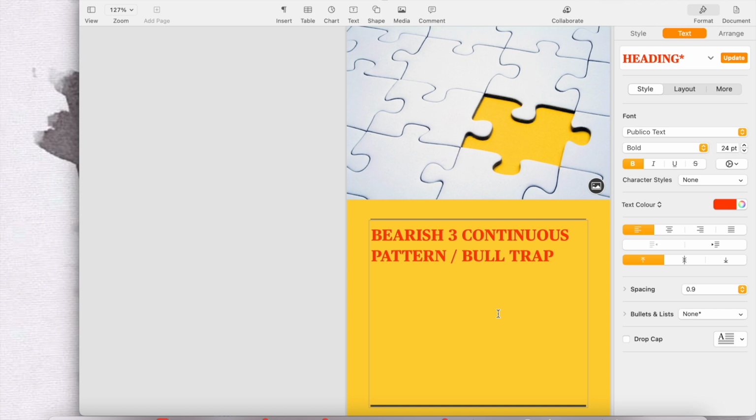This video is basically a topic I've chosen because it is very much relevant to the present market, and you can see live as an example how this pattern works and how it is affecting the current market right now. It's called a bearish three continuous pattern and a bullish three continuous pattern, or a bull trap and a bear trap. That's what I call it. So basically it's a bull trap and a bear trap. I'll explain what happens in the market with examples.